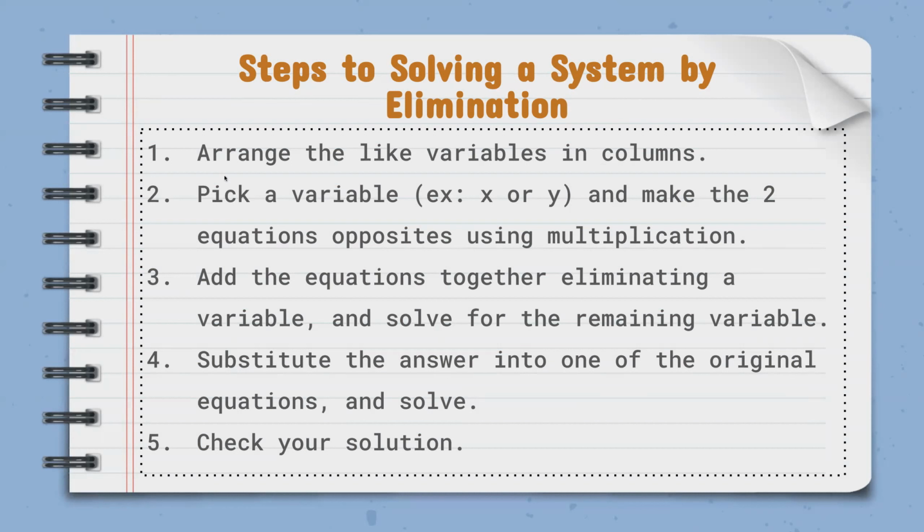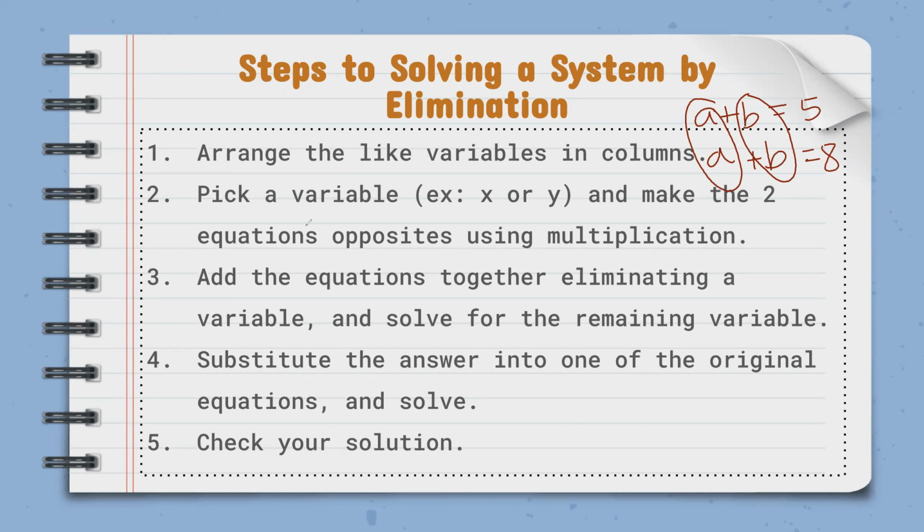So the first thing is you want to arrange the like variables in columns. This means if I have a plus b is equal to 5, and let's say b plus a equal to 8, those are not arranged in columns by like variables. So the a and b are on top of each other, the b and a are on top of each other, and we want them to be alike. So that means you would just make sure that your a's are above each other in columns and your b's are above each other in columns, okay?